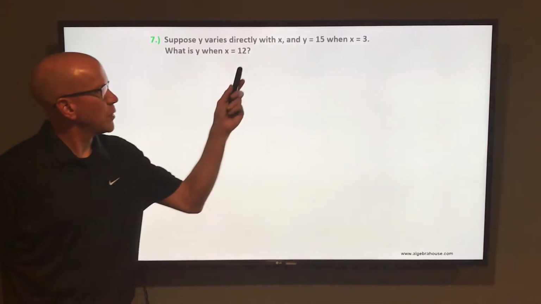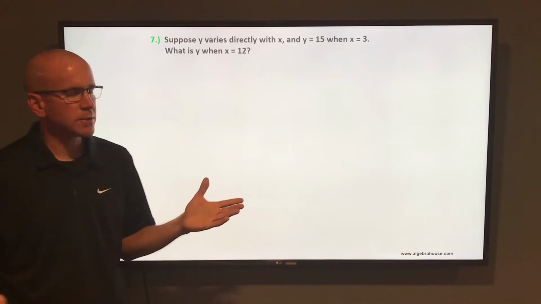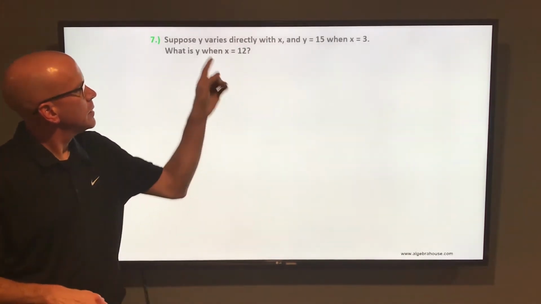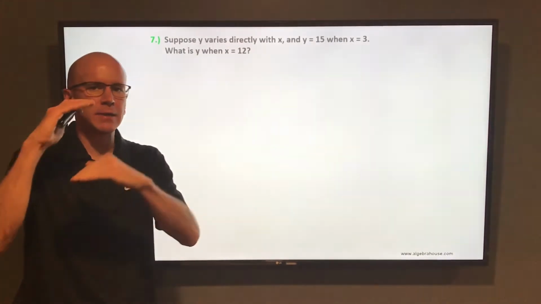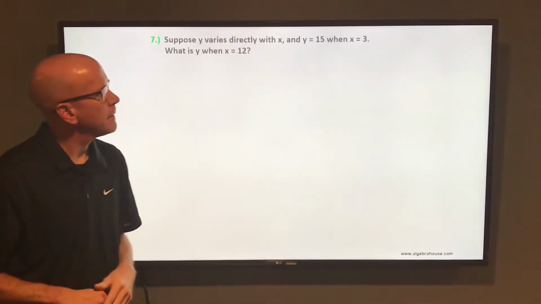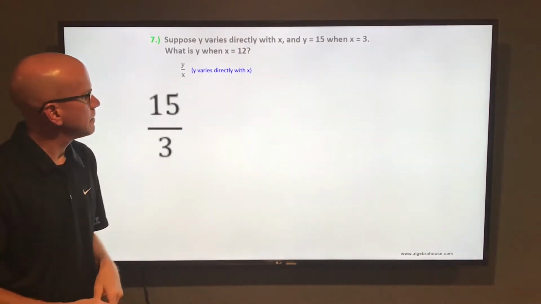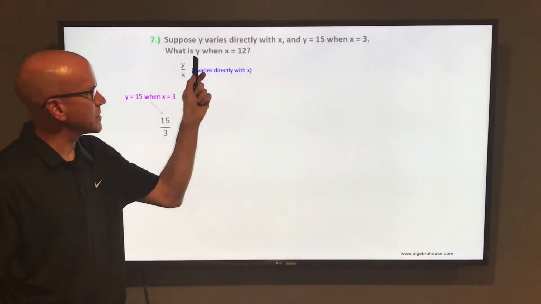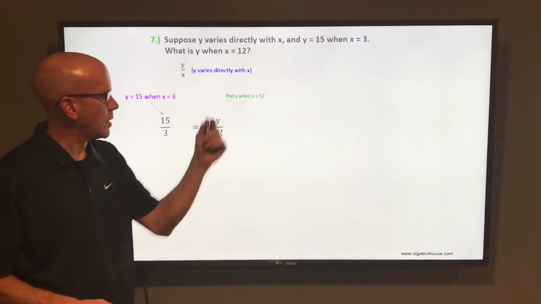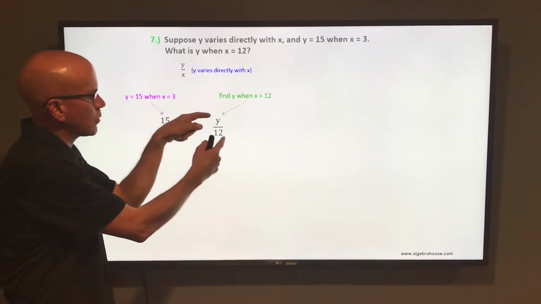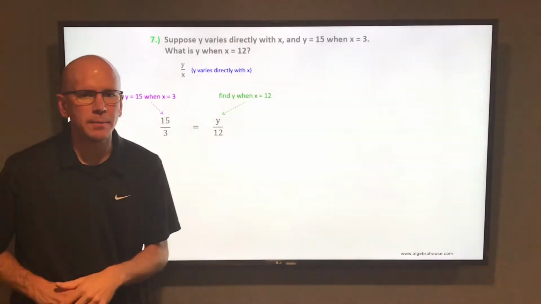Next, suppose y varies directly with x and y equals 15 when x is 3. What is y when x is 12? Remember, if you're told that y varies directly with x, that means each time you divide y by x, it's the same every time. So if you take this y and divide by x, 15 divided by 3, that's going to be equal to this y, which you don't know, divided by x, which is 12.